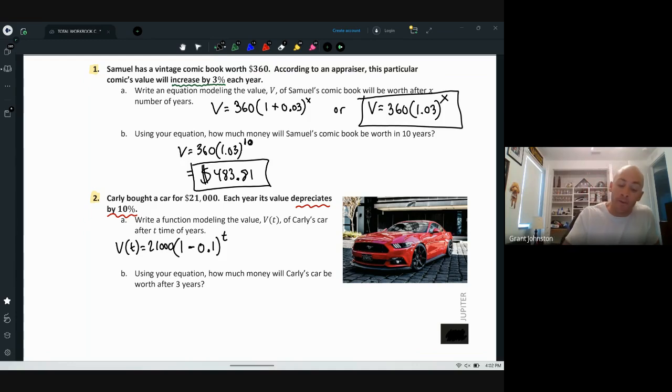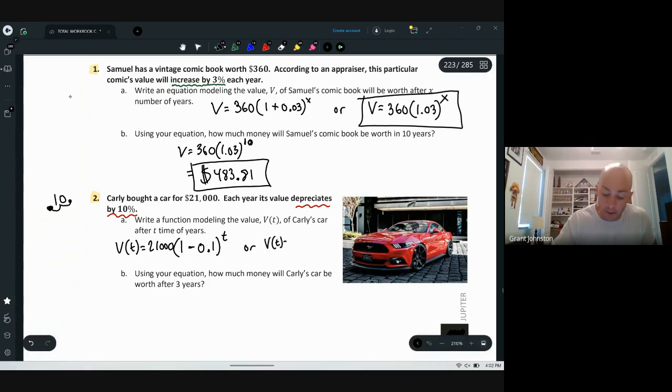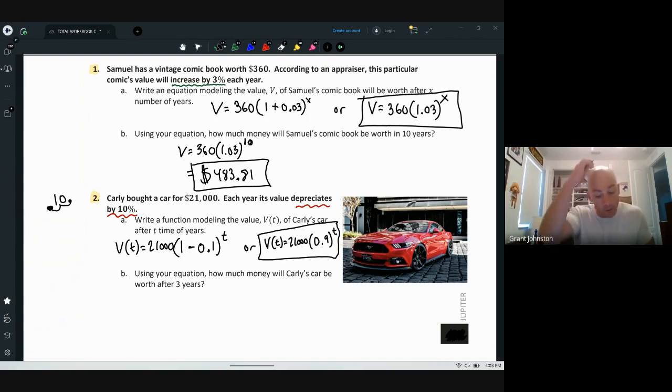Now, again, if you don't remember how to convert a percent to a decimal, just take that percent and move the decimal over twice. That's how I got the 0.1, or you could do 0.10, whatever way you want to write it. So I'm going to simplify this a little bit. V of t equals 21,000, run out of space, 1 minus 0.1 is 0.9, to the power of t. So that represents that 10% depreciation.